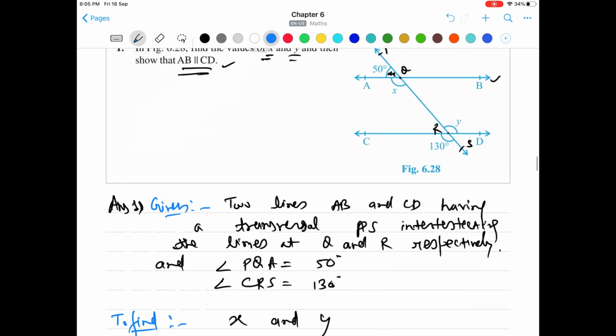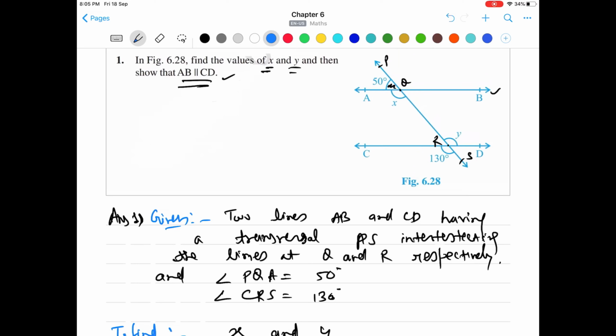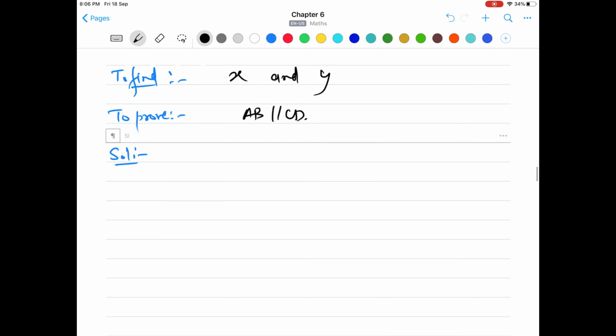Okay, from the figure you can see that angle CRX and angle DRQ, these two angles are alternate interior angles. Okay, so we'll write.